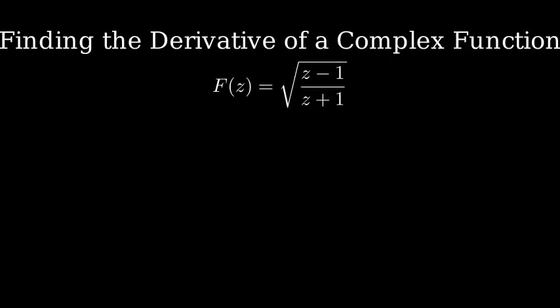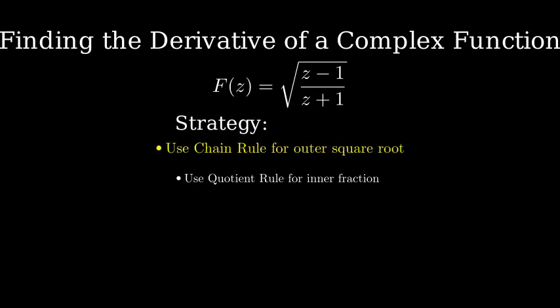Welcome. Today we'll find the derivative of a complex function using the chain rule and quotient rule. Let's look at our function. To find this derivative, we'll need to use both the chain rule, since we have a square root function, and the quotient rule, since we have a fraction inside the square root. Let's break this down step by step.